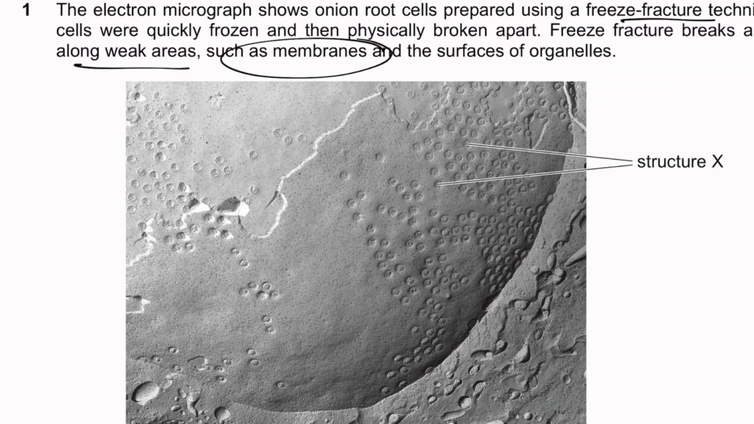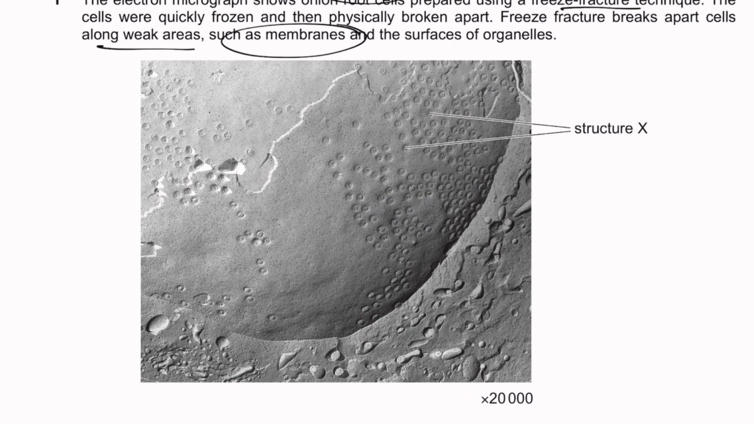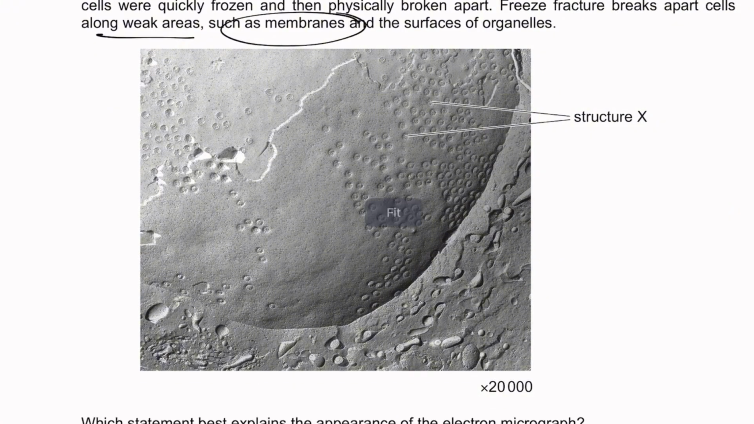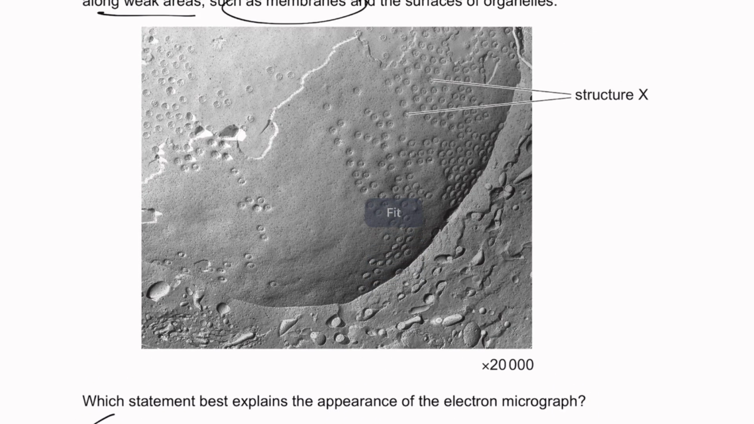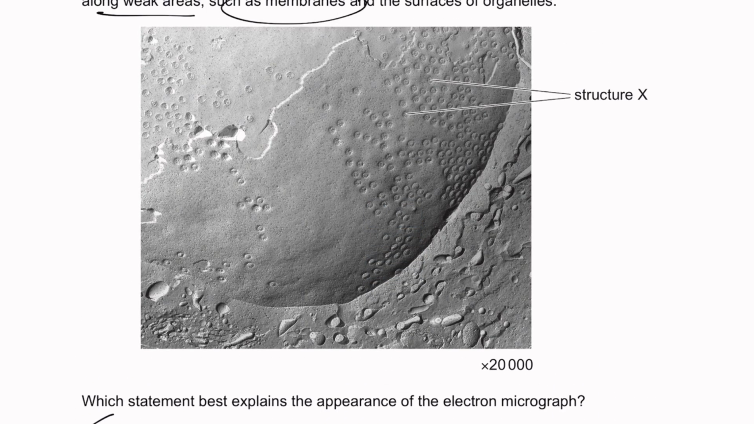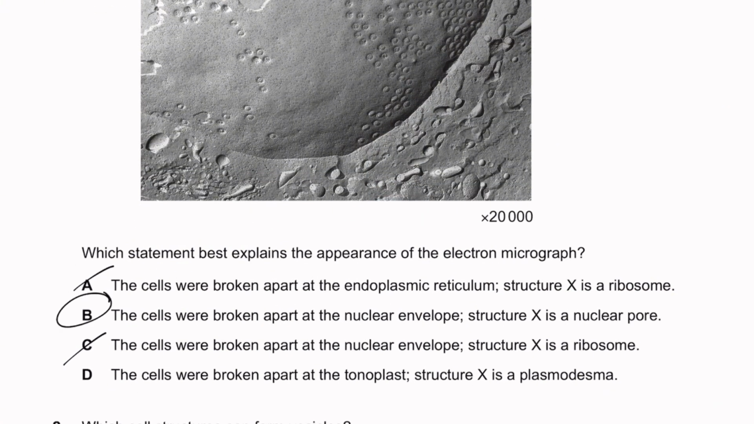Now here it says this is a root cell, so yes, there's a chance that there is a plasmodesmata. But the cells were broken apart at the nuclear envelope, so structure X is the nuclear pore. Well, there are many pores, that's for sure. For us to assume that this is a nuclear envelope and that they're broken along the nuclear envelope and these are the nuclear pores, I suppose we can work with that, given that plasmodesmata are extensions of the cytoplasm. It's really hard to break them. So I would have to say it's B.